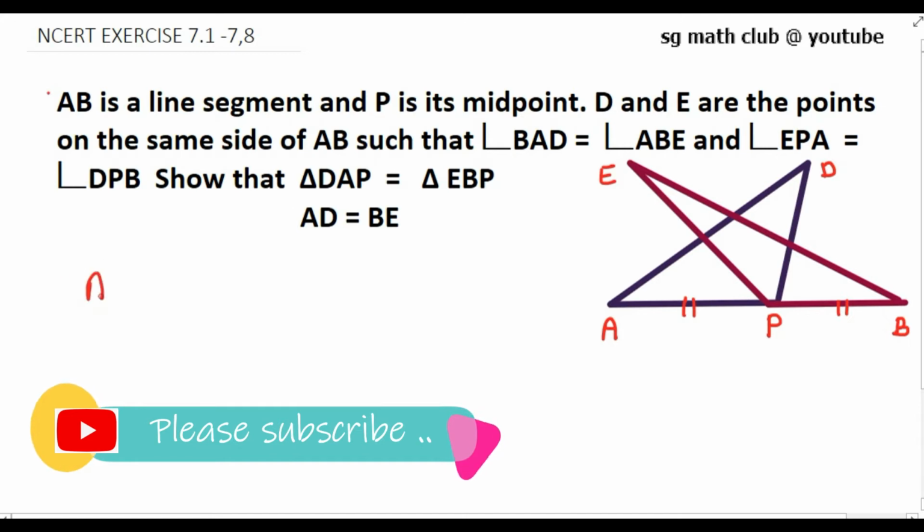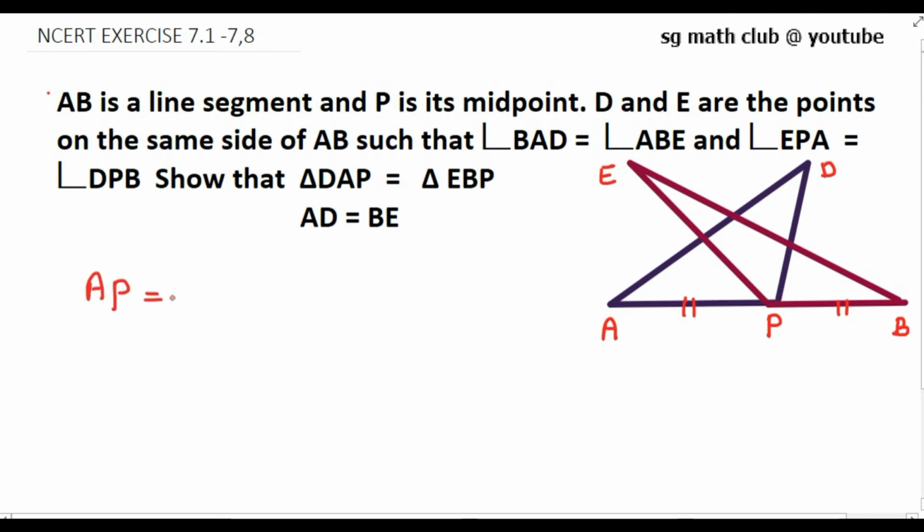Since they have given P is the midpoint, I can write AP equal to PB because P is the midpoint of line segment AB. Again, they have given D and E are points on the same side of AB such that angle BAD is equal to angle ABE. So these two angles are equal.